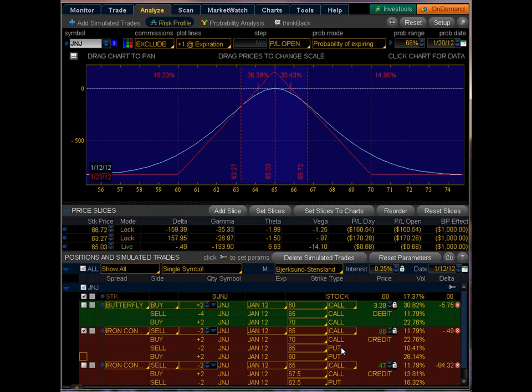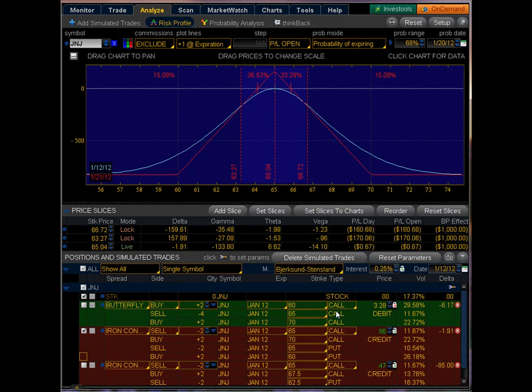So what you're looking at here is you have the short strike for the puts at 65, and then you have another put long at 60, and then you have the short call at 65, and then you have a long call at 70. That's what gives us our little triangle that looks exactly the same as our classic butterfly.